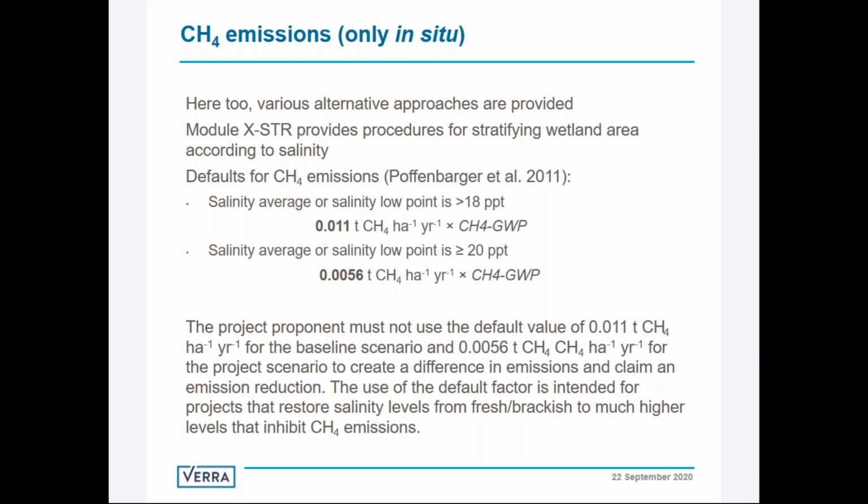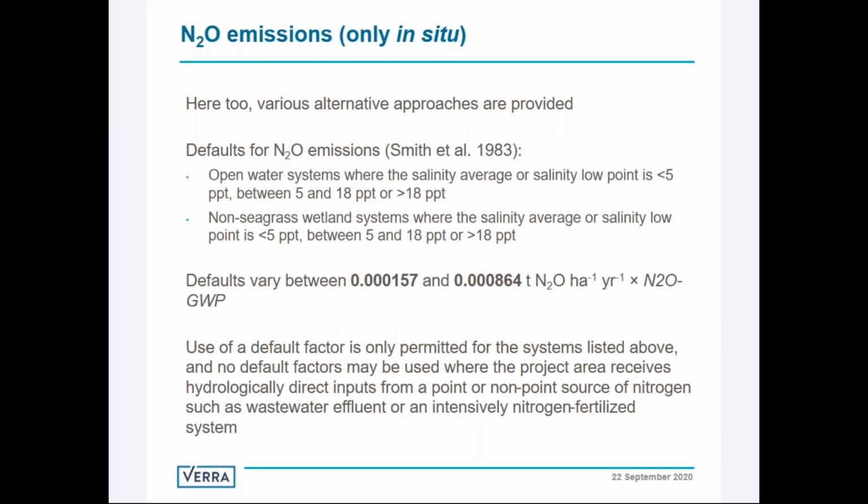At the inflection point on the curve, between 18 and 20 PPT, we have a slightly higher deduction to be applied. However, one of the challenges for projects is that in fresher systems below a salinity of 20 PSU or PPT, we do not provide a default value. The data is not there yet for that kind of relationship. So it will fall upon the project to calculate emissions for those fresher wetlands. Next slide, please.